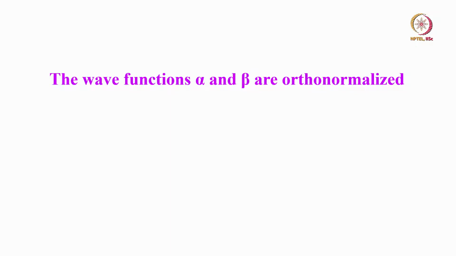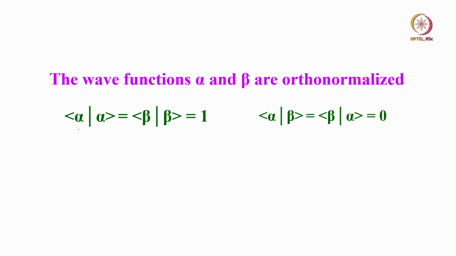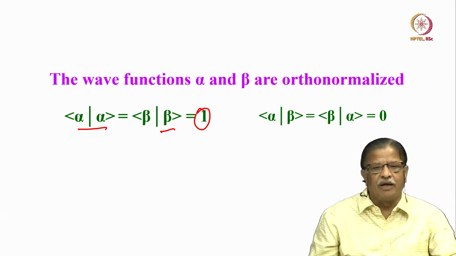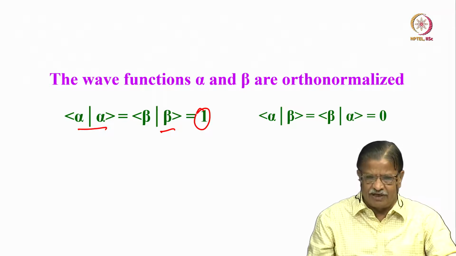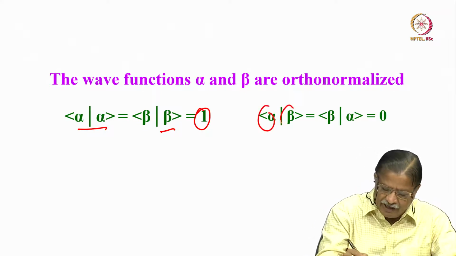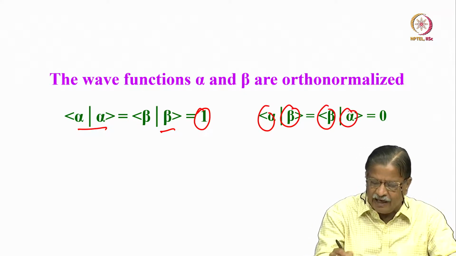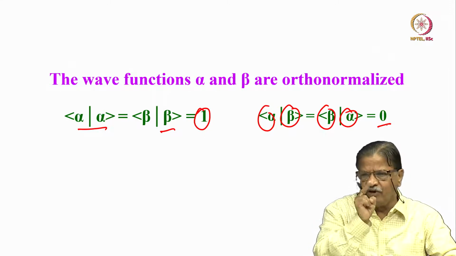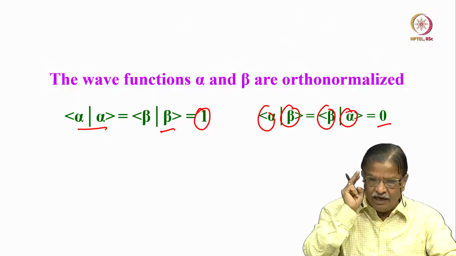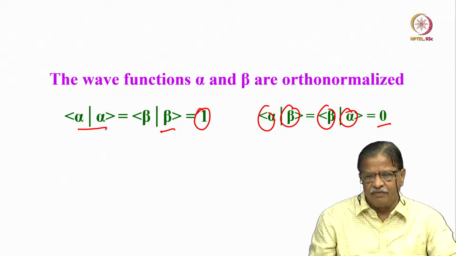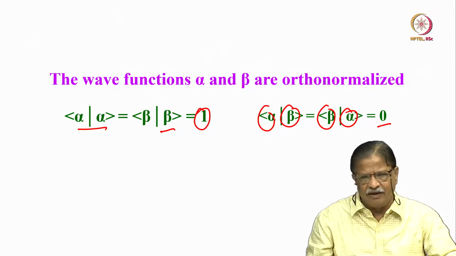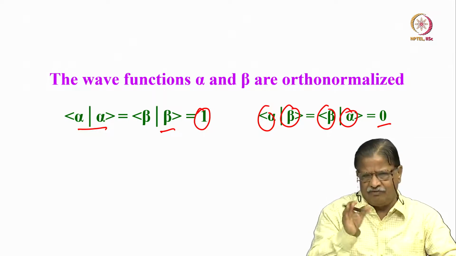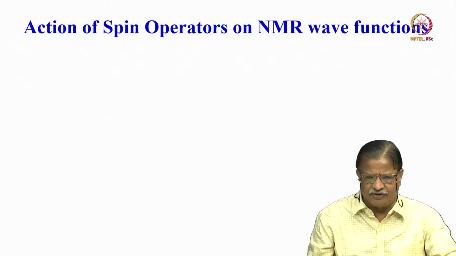What do you mean by orthonormalized? When you say orthonormalized, alpha operating on alpha or beta operating on beta is always equal to 1. They are an orthonormal basis set. If I take alpha operating on beta or beta operating on alpha, this is equal to 0. That is why these 2 wave functions, alpha and beta, I say are orthonormalized. You would have understood this in your matrix and vector analysis, everything you would know those things.